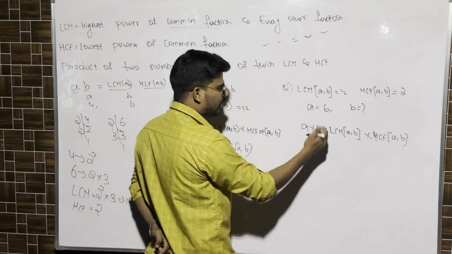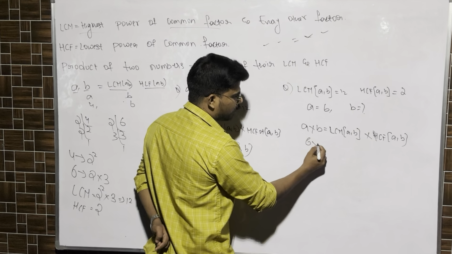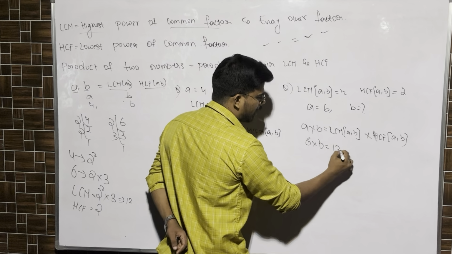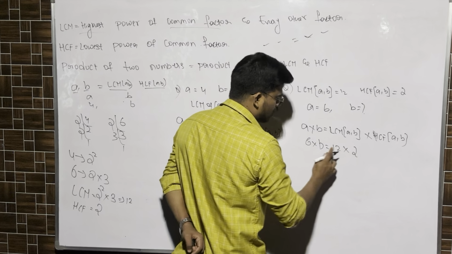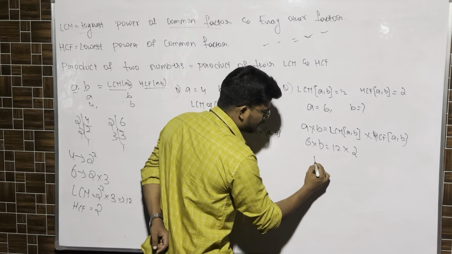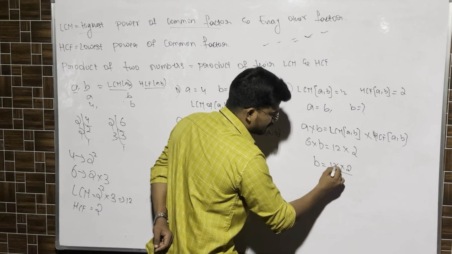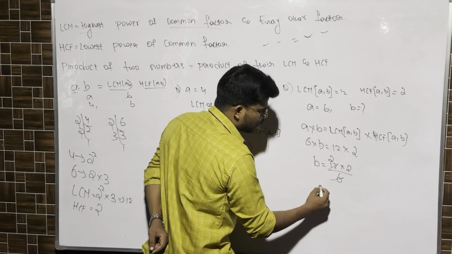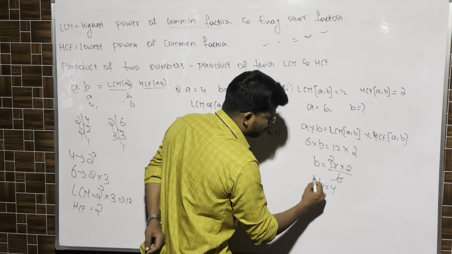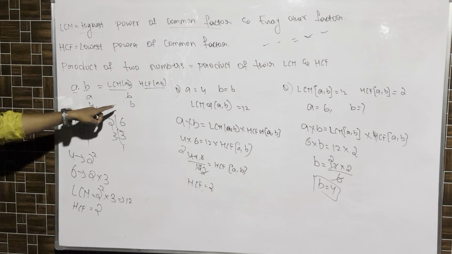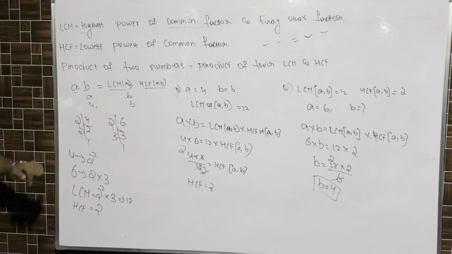What is the value of A? 6 into B. B is what we have to find. LCM is given, 12 into HCF 2. 6 is in multiplication. If I send it over here, division. 12 into 2 divided by 6. 6 1s are 6, 6 2s are 12. B is equal to 4. One of the values we considered was 6, and the other value we got is 4.